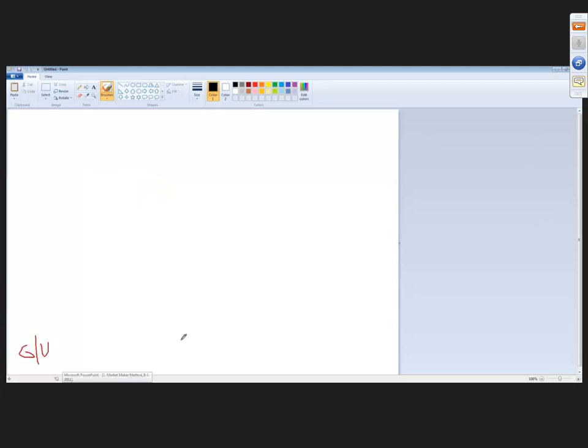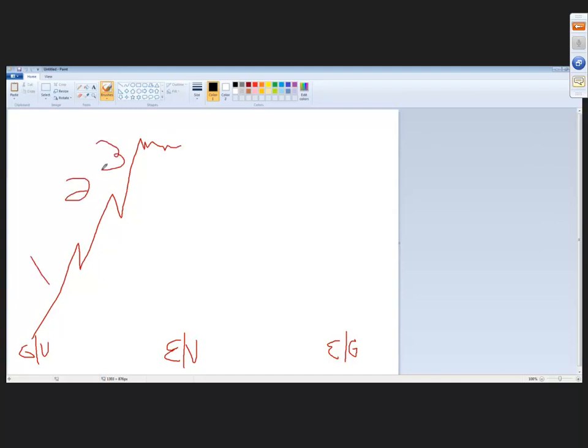Pound dollar, euro dollar, euro GBP. All right? So here's what happens. GBP breaks, hits the high, 3 levels, goes sideways. 1, 2, 3. GBP's at level 3. Euro breaks and is at level 2.